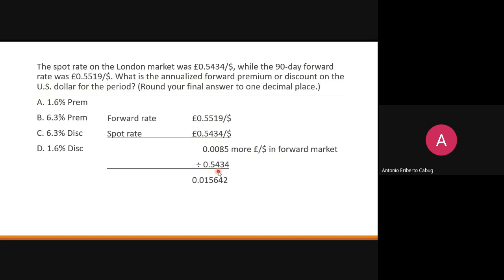This is 0.015642, or 1.56%. But this is a forward rate only for 90 days. To turn it into annual, multiply it by 360 divided by 90. You would have a 6.26% premium. The correct answer is letter B.